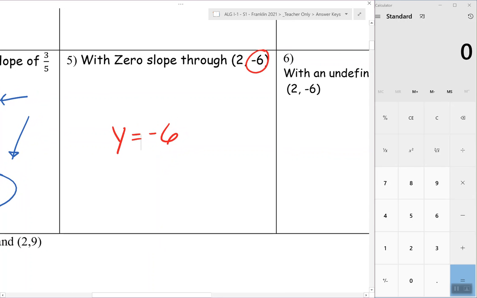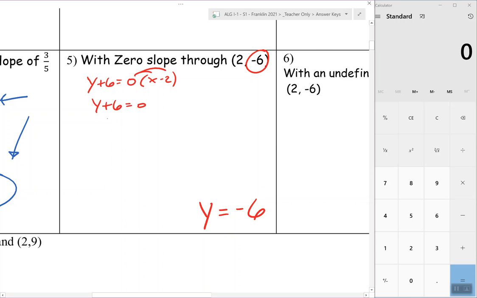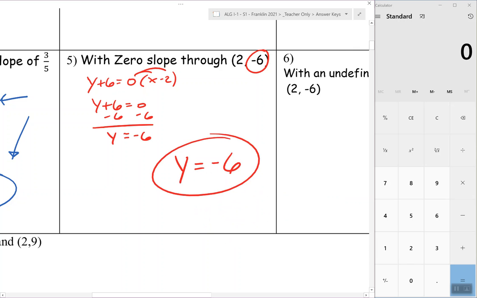If you forgot that, you can always just use the point-slope process. If you forget that it's y equals -6, you would do y plus 6 equals 0 times x minus 2. And distributing that 0 gets rid of that whole thing. So y plus 6 equals 0, subtract 6, and you still end up with y equals -6. So whichever way you do it, you still get the right answer here, but easier just to remember with 0 slope, that's going to be y equals, and then whatever the y value is from the point.